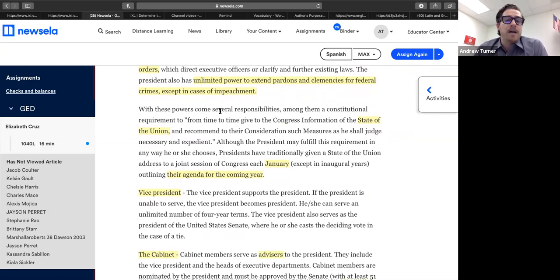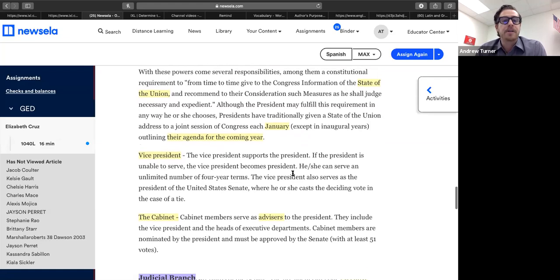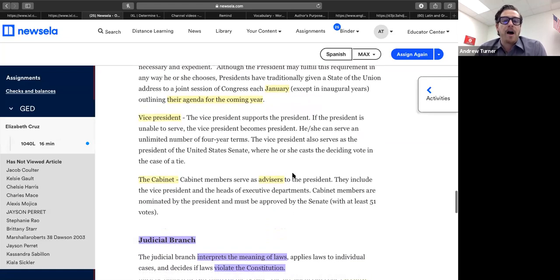With these powers come several responsibilities, among them a constitutional requirement from time to time to give the Congress information of the State of the Union, that's a State of the Union address, and recommend to their consideration such measures as he or she shall judge necessary and expedient. Although the president may fulfill this requirement in any way he or she chooses, presidents have traditionally given State of the Union addresses to a joint session each January, except for inaugural years, outlining their agenda for the coming year.